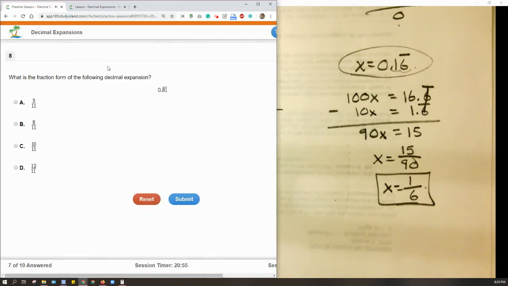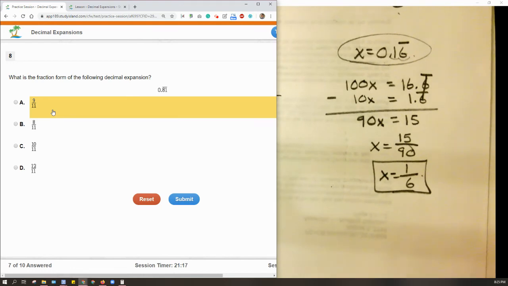Let's keep it going. Number 8, what is the fraction form of the following decimal expansion? We just did a problem that helped you with the pattern here. It's 0.81, 81, 81, 81, with those two numbers repeating. It's 2 digits that are repeating, so you put it over 2 9s. So it's 81/99. Notice that's not one of the answers because you have to simplify 81/99.